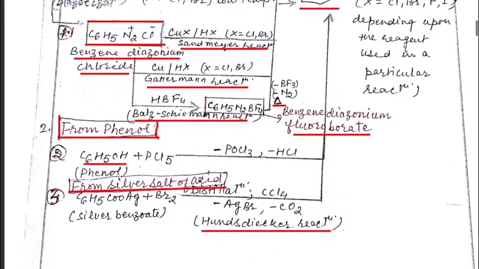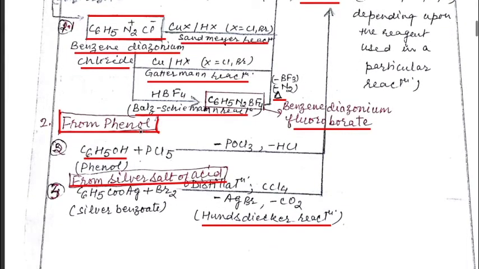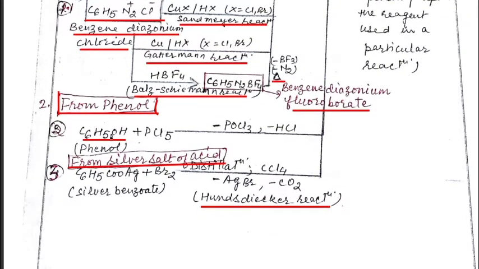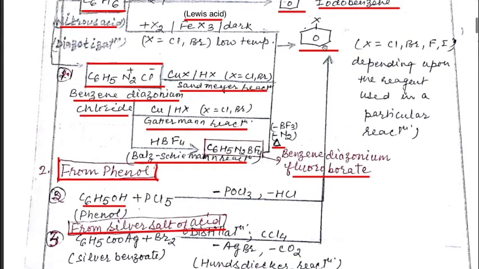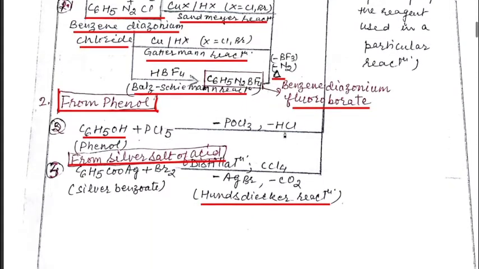The second method of preparation is from phenol. When phenol is treated with phosphorus pentachloride, then by the removal of phosphoryl chloride and HCl, we get chlorobenzene, C6H5Cl. Now third, aryl halides can also be prepared from the silver salt of an acid, which is known as the Hunsdiecker reaction.